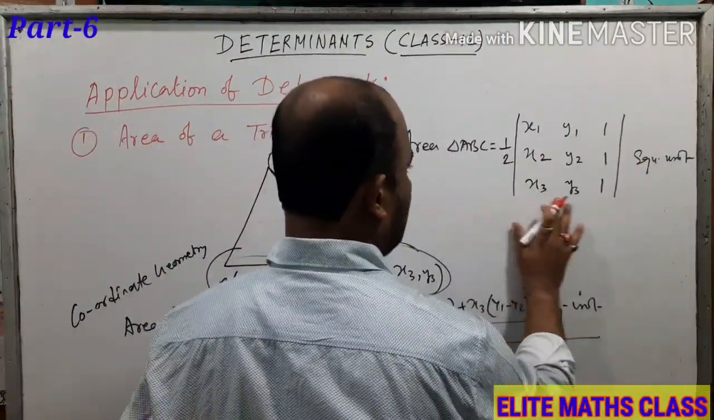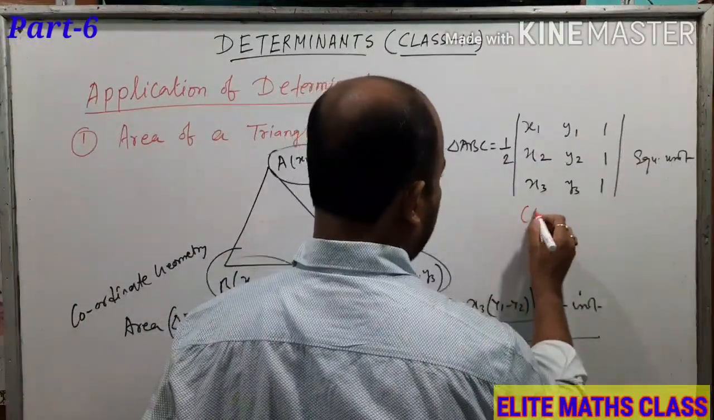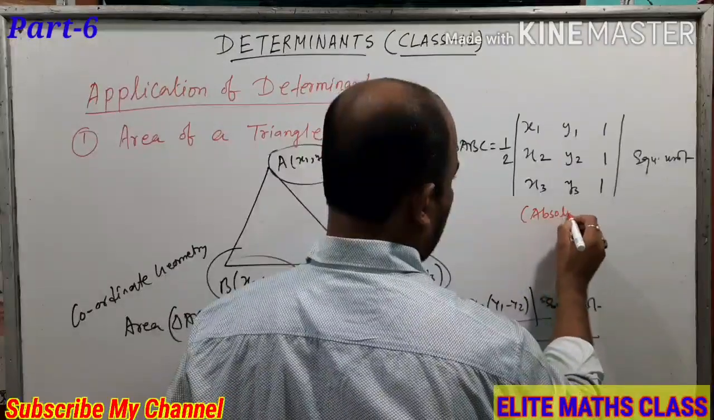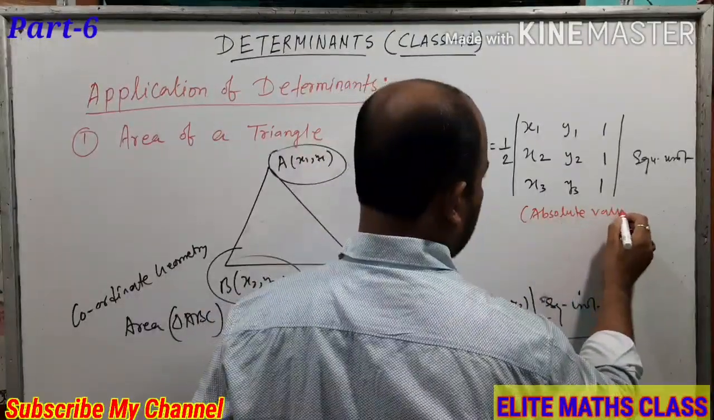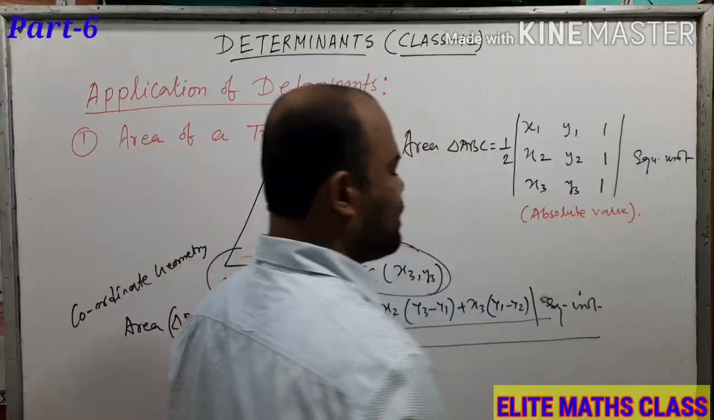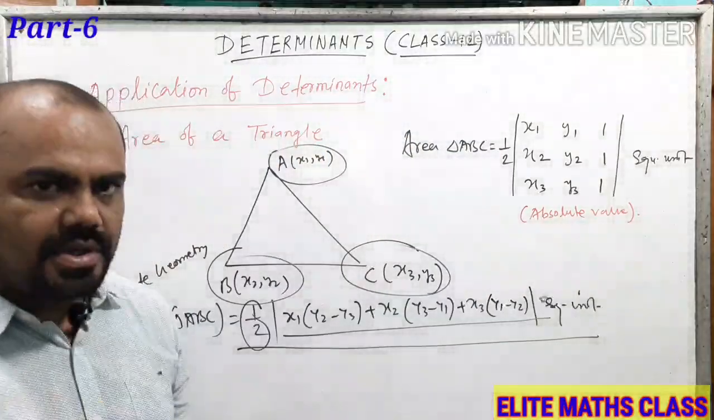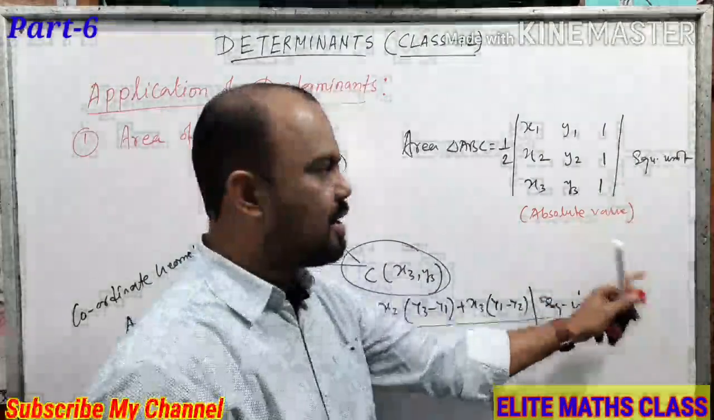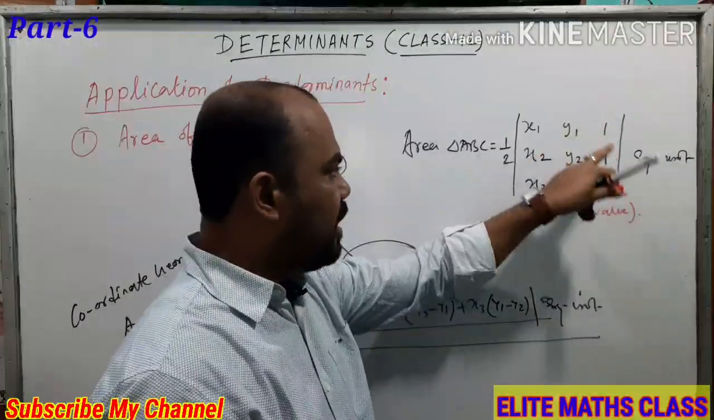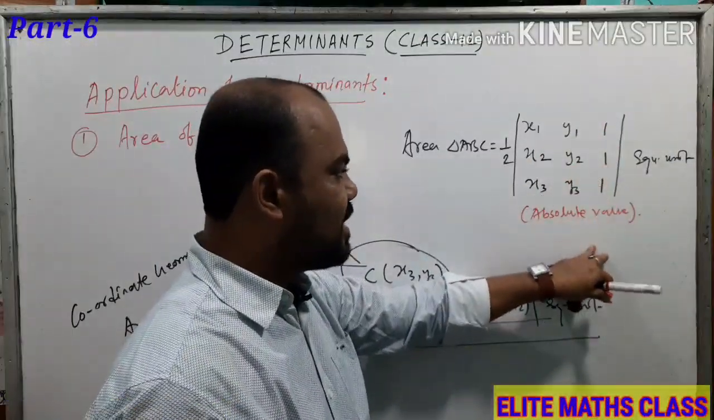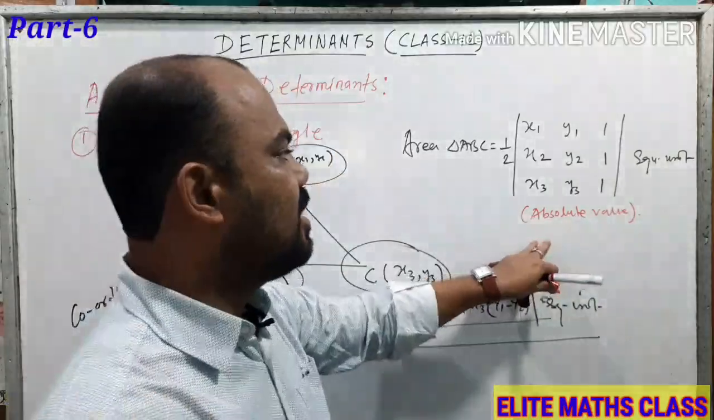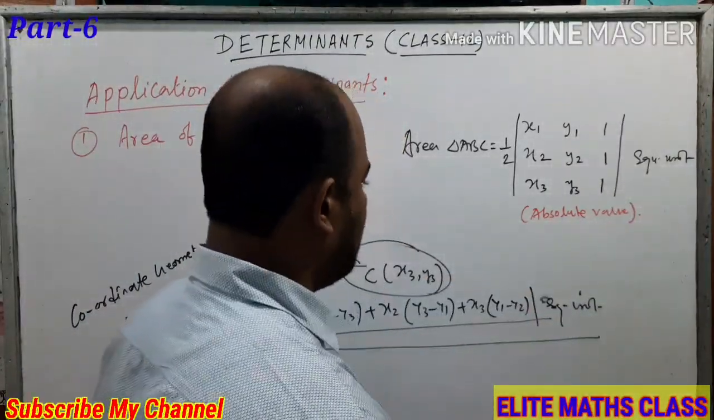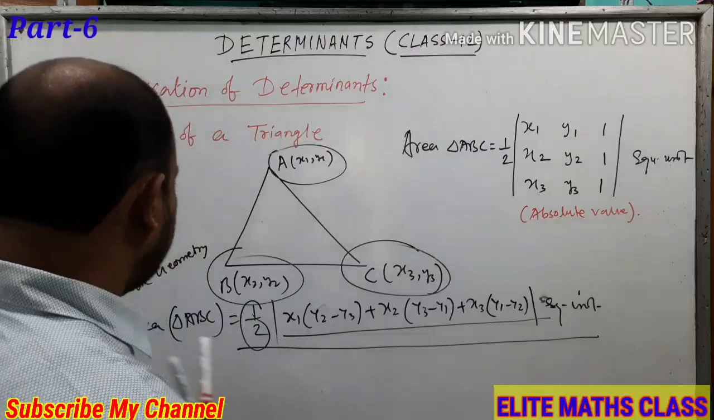Here one thing you remember, that we have to take the absolute value of the determinant, as we know that the value of a determinant may be positive, may be negative, but the area of a triangle cannot be negative. After expanding, if the value of the determinant is negative, then for the area of the triangle we have to take the numerical value only. Let us see this by an example.